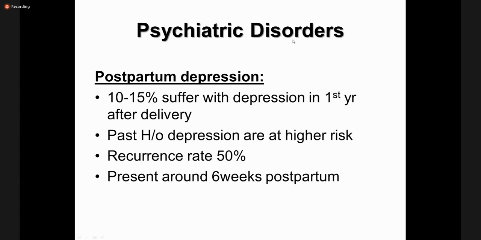But if the condition persists, the patient can go into postpartum depression. About 10 to 15% of patients suffer from depression in the first year after delivery. And high-risk patients are whom? Those who have a past history of depression are at high risk of having postpartum depression. The recurrence rate is 50%. If the patient had postpartum depression in a previous pregnancy, she is more prone to have postpartum depression in the current pregnancy as well. The chances are 50%. This presents around 6 weeks postpartum. So after the 6 weeks follow-up, you will be assessing the signs of depression in that patient.